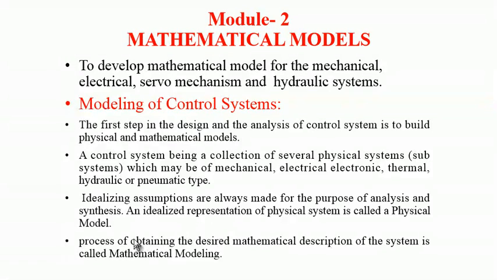Next, the process of obtaining the desired mathematical description of the system is called mathematical modeling. The physical system is nothing but how its physics is involved: what is the shape, what is the size, what is the length. All the dimensions, what is the requirement of that system. That comes under the physical system, how it looks while using it.